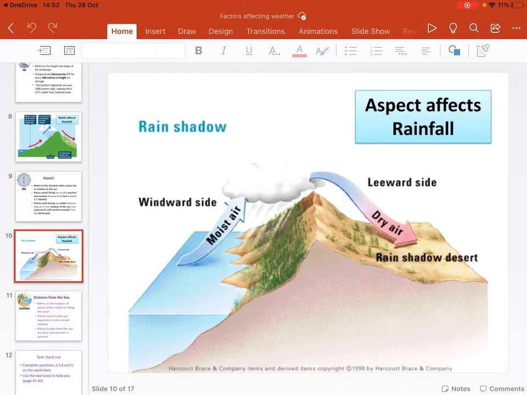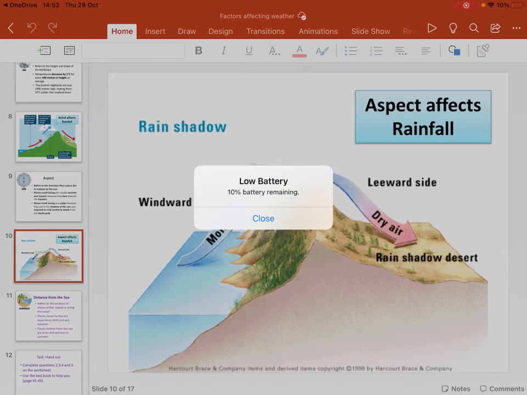So if I'm high up and I'm next to the water, again, like I said with the relief rainfall, the aspect of facing a darker, colder area means there's more condensation happening, right?